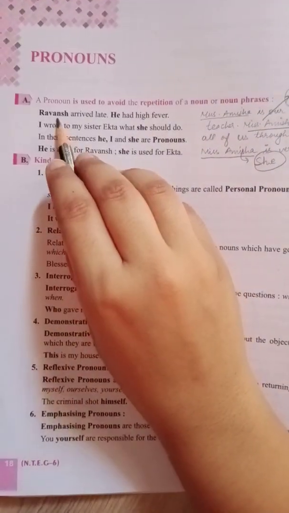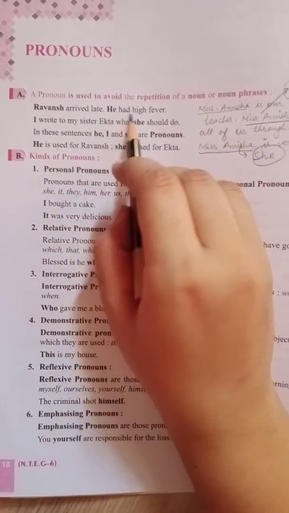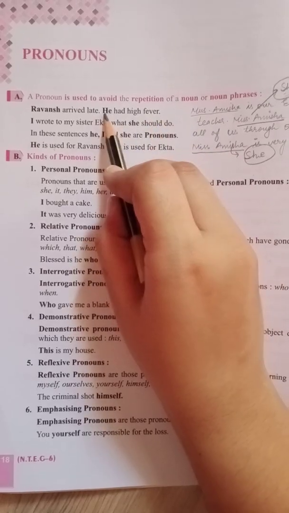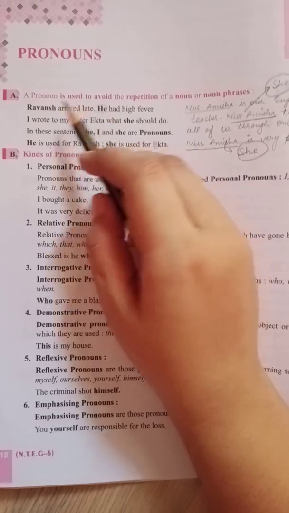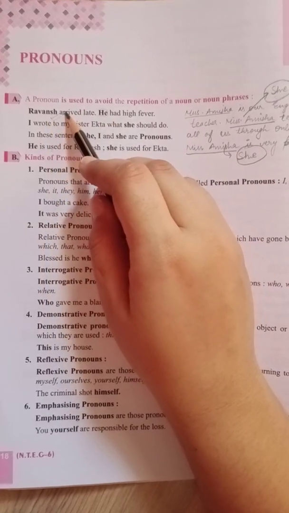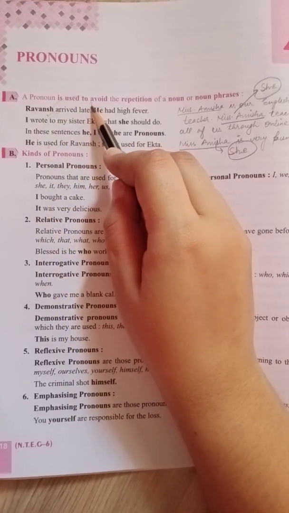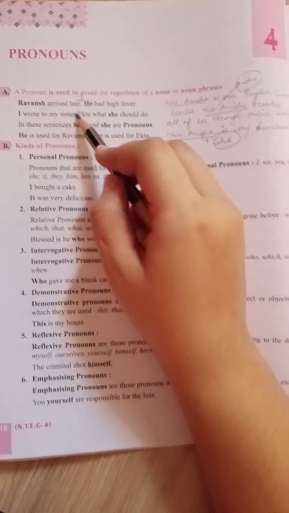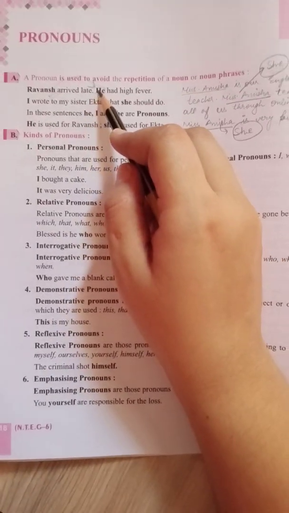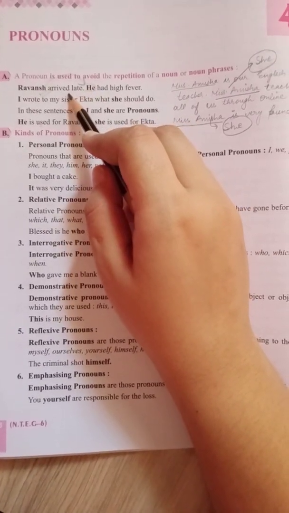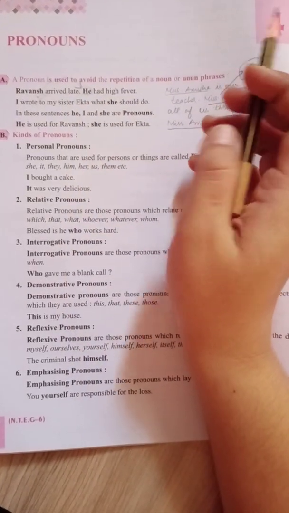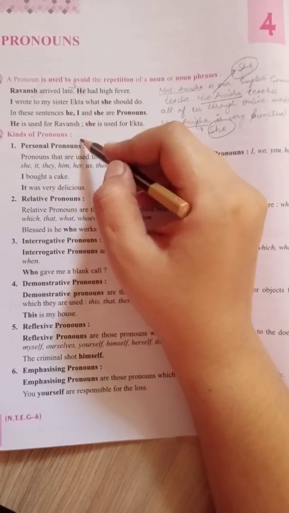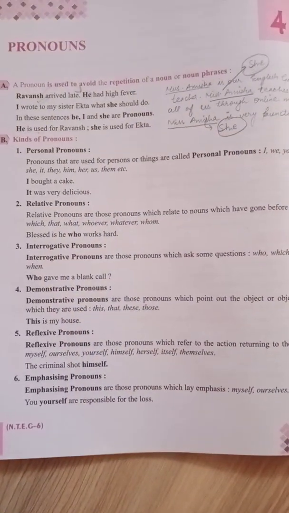Ravansh arrived late. Ravansh had high fever. If I use Ravansh both times, it is not so okay. First time I have introduced, it is well and good. The second time I have to avoid the repetition of the name Ravansh, that is a noun, and I have to use in place of it a pronoun, which is he, since Ravansh is a male. So you might have understood well about the pronoun.